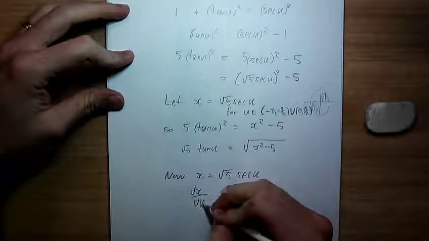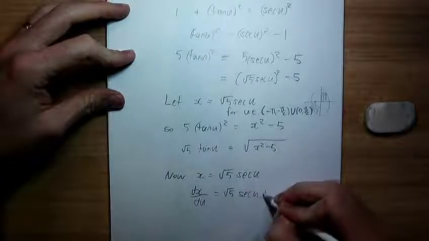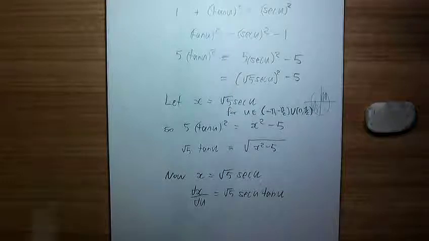dx on du is root 5 sec u tan u. This is one of the derivatives that the people who write Maths 1A exams expect you to know, and it's kind of cute. It's one of my favourites. I like that the derivative of sec and the derivative of tan both involve sec. Okay. All right.